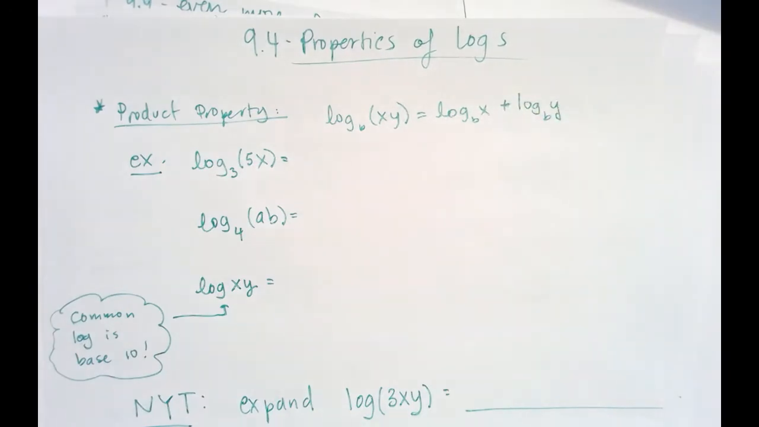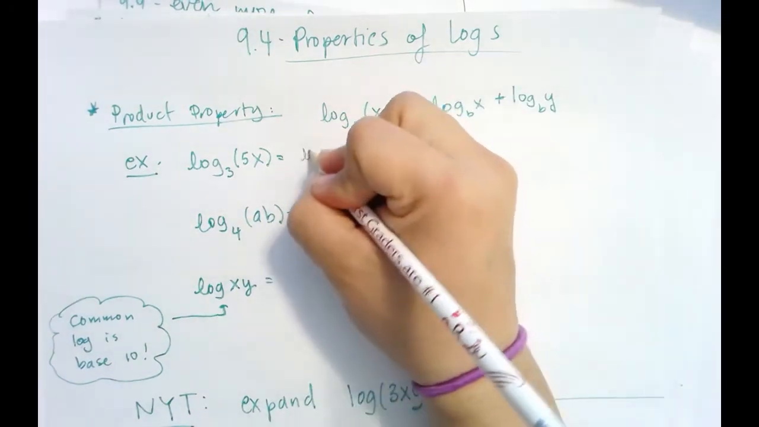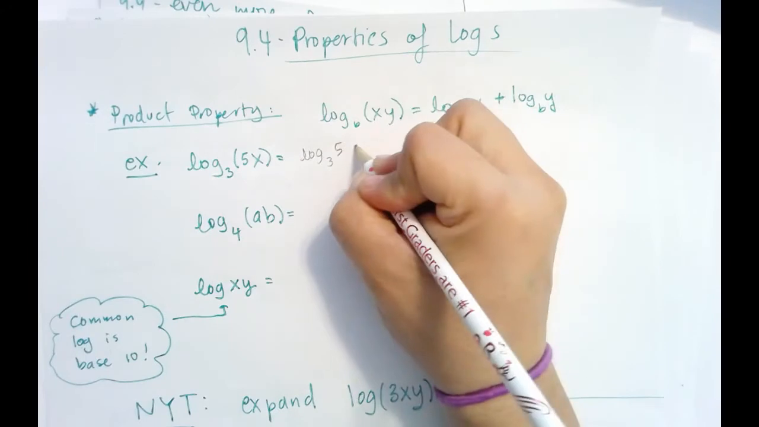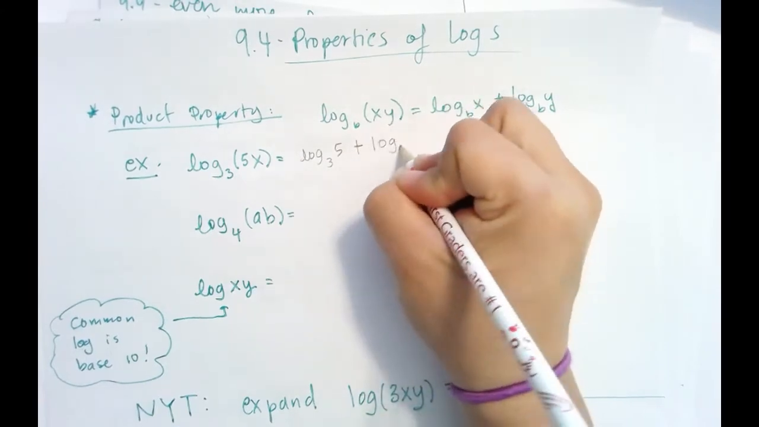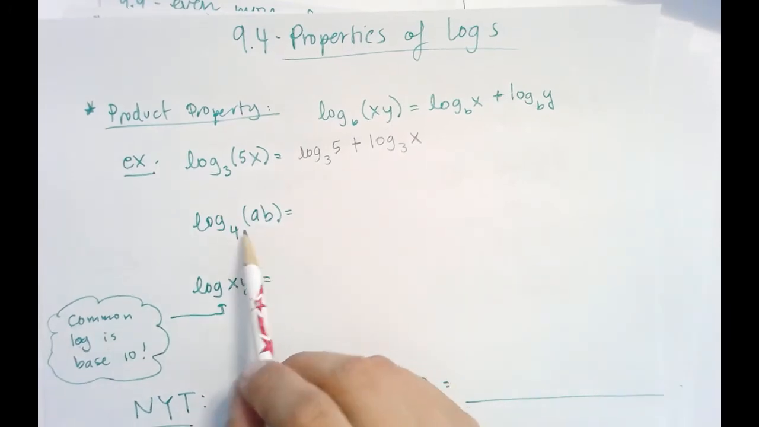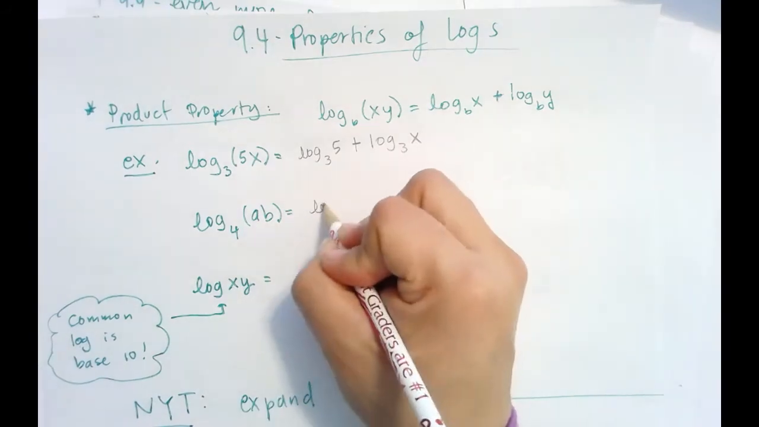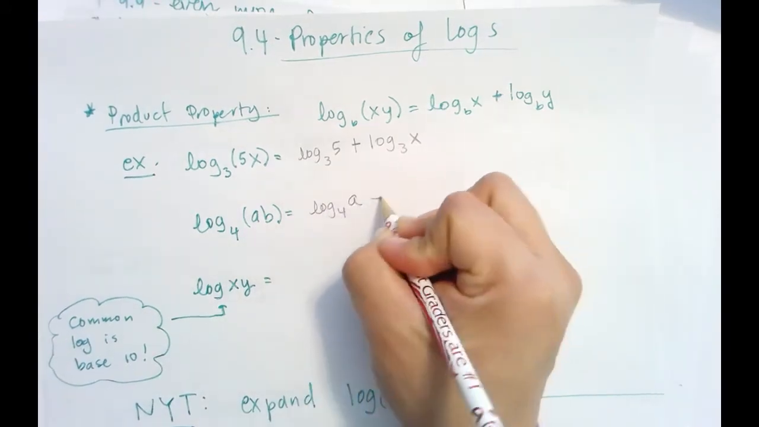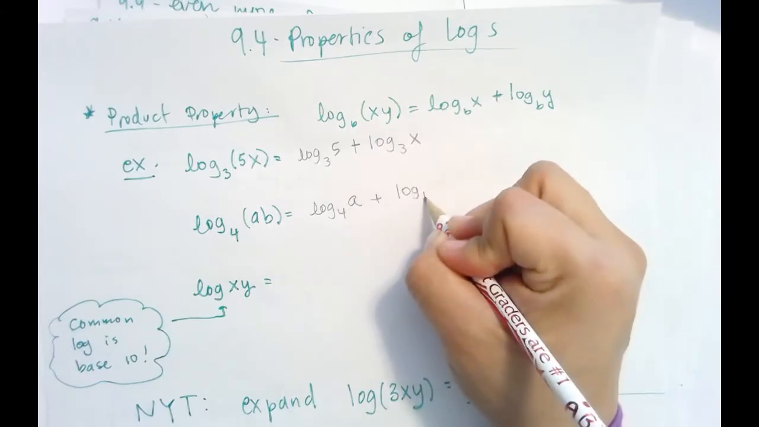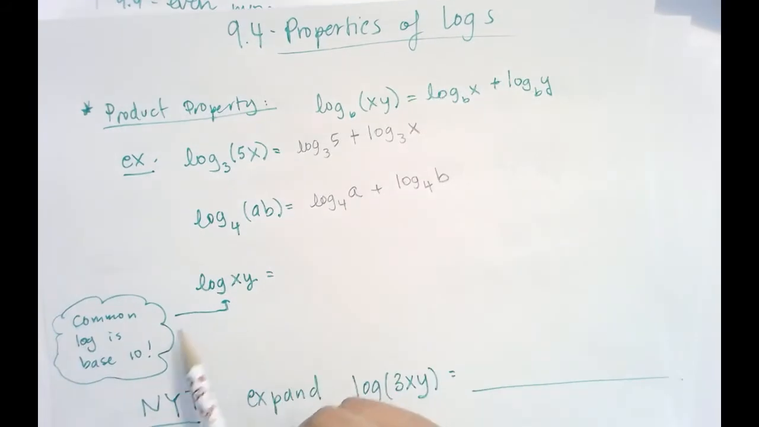Okay. Well, so let's do some examples. Example number 1, you have here log base 3 of 5x. We can rewrite that as log base 3 of 5 plus log base 3 of x. Okay. So that's one. So you guys can start kind of seeing what this next one's going to become. So log base 4 of AB is going to be log base 4 of A plus log base 4 of B.